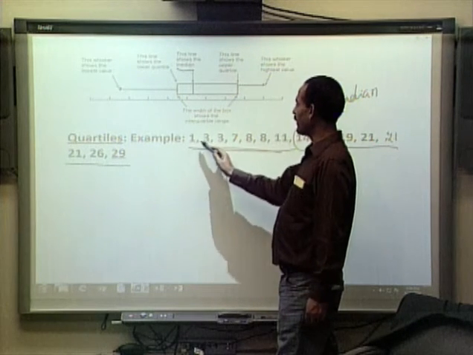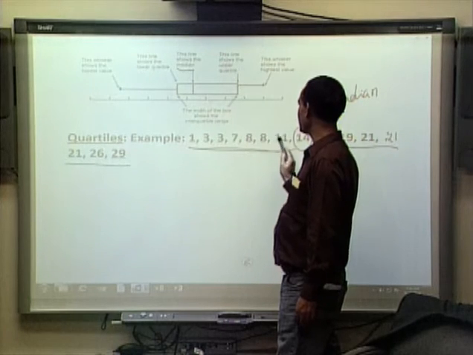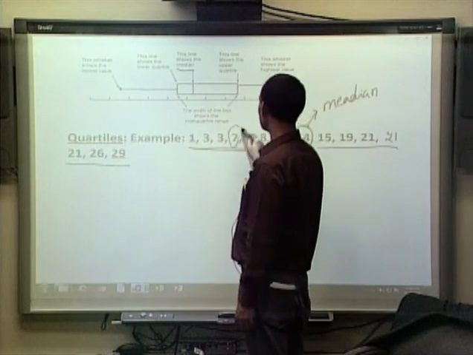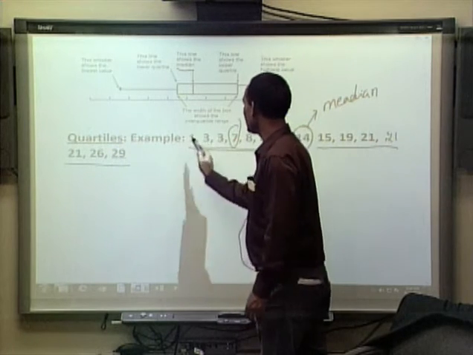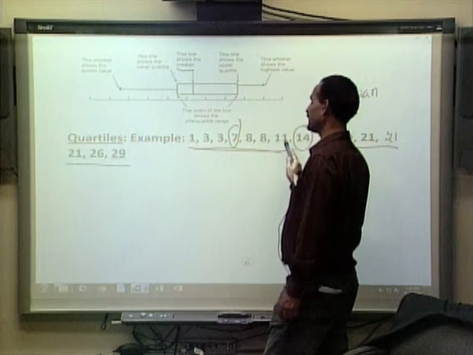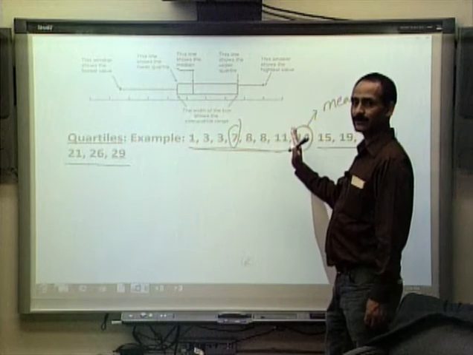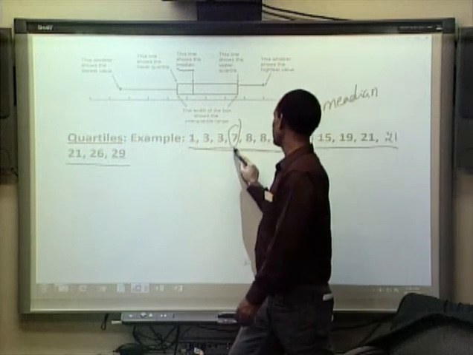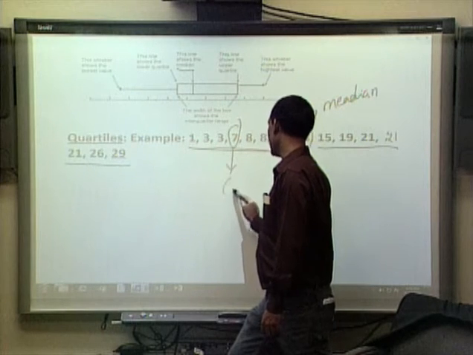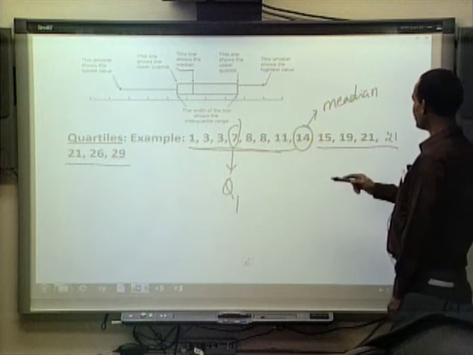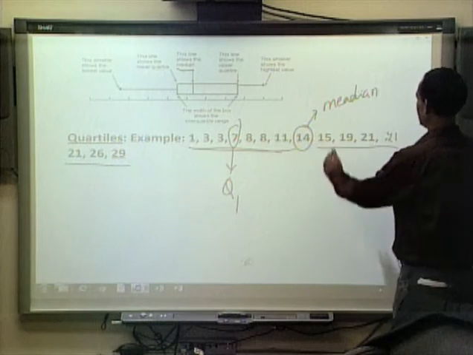So, let us see, we have 1, 2, 3, 4, 5, 6, 7 observations in the lower half. If we take the third observation, there will be 3 observations below it and 3 observations above it. We are just focused on the lower half. So, this is the first quartile, sometimes written as Q1.